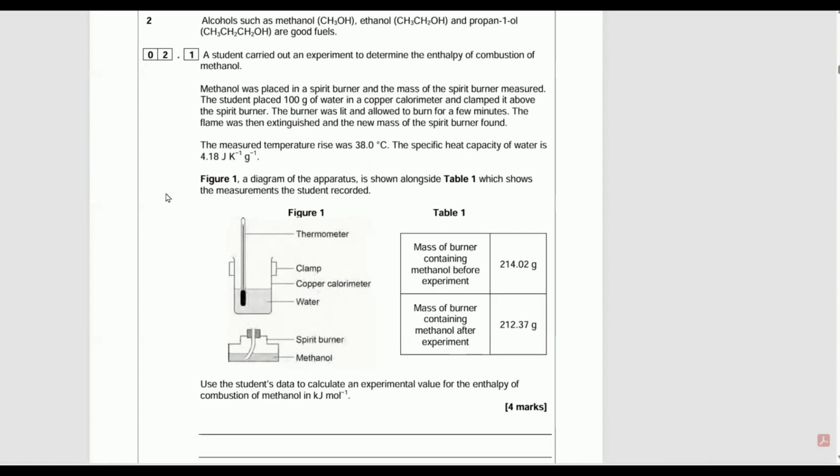Okay, right. First thing I would do is grab a scrap bit of paper, grab a pen, grab a calculator, pause the video, have a go at the question, unpause, and watch the walkthrough.